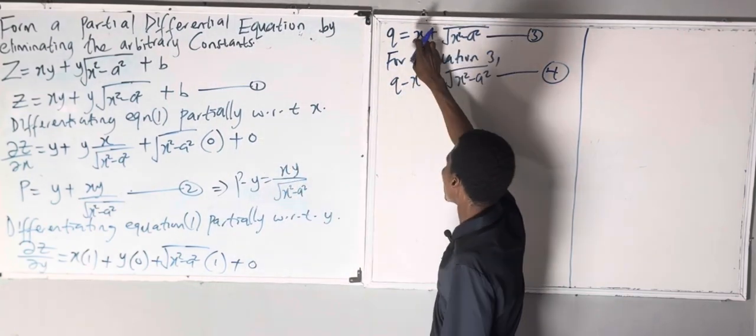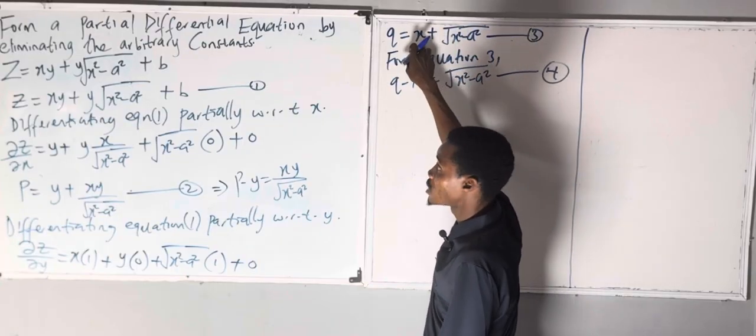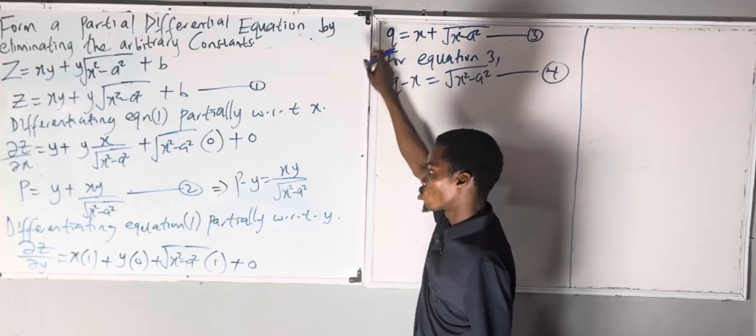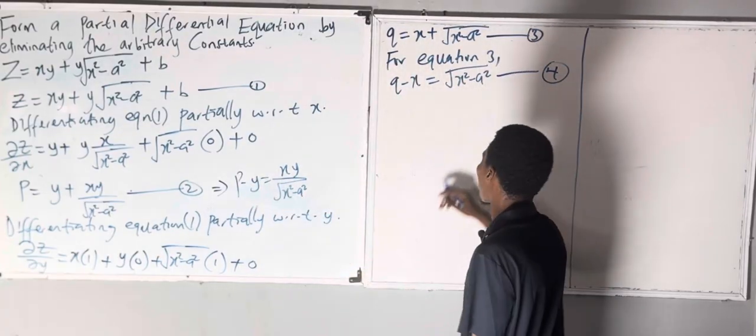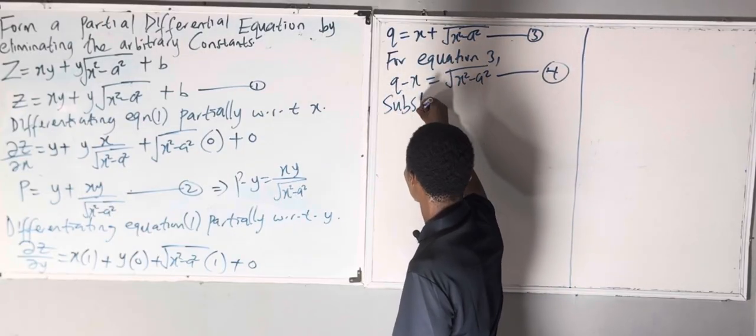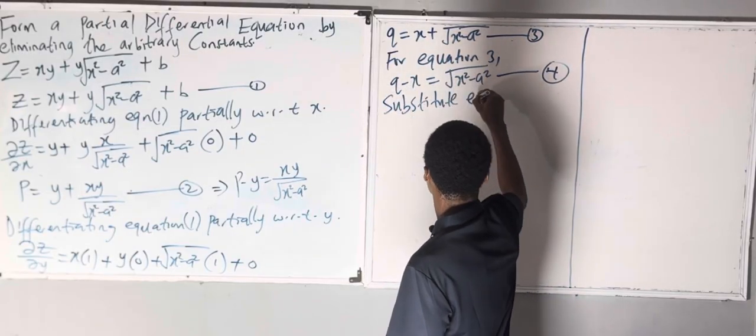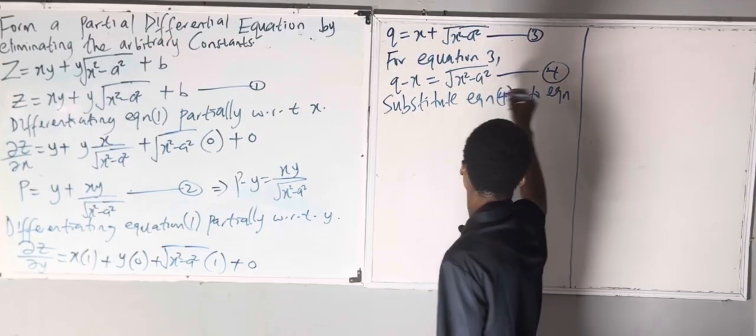Since I've made root x square minus a square the subject of the formula, then I'm taking q x to q. So that's why I do it to y. I'm taking y to p. So in equation 2, I can substitute equation 4 into equation 2.